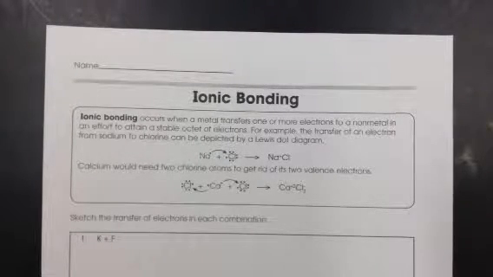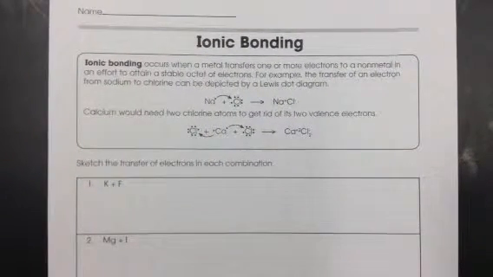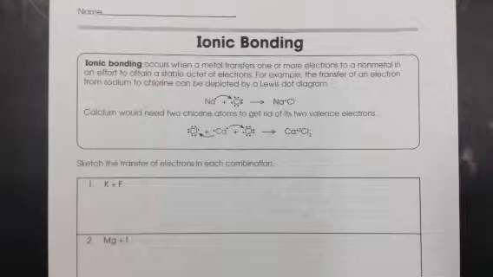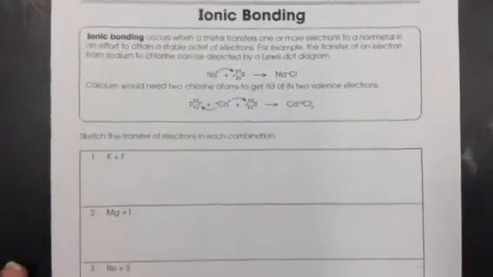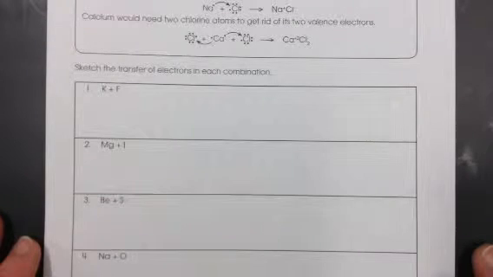Hello, today we're going to use Lewis dot diagrams to determine how ionic bonds form between a metal and a nonmetal. So we know ionic bonds are when there's a transfer of electrons and ions are formed, and these oppositely charged ions are attracted to each other. Let's do an example with magnesium and iodine.